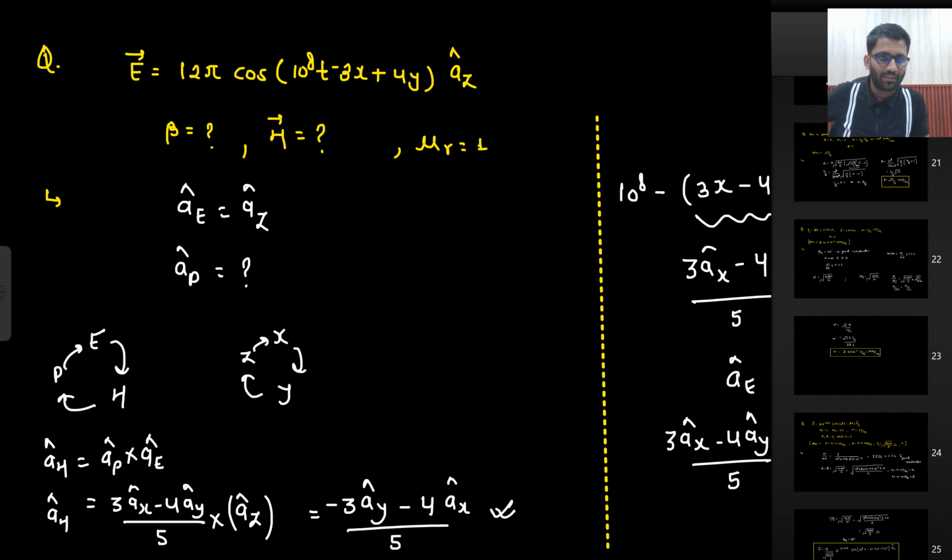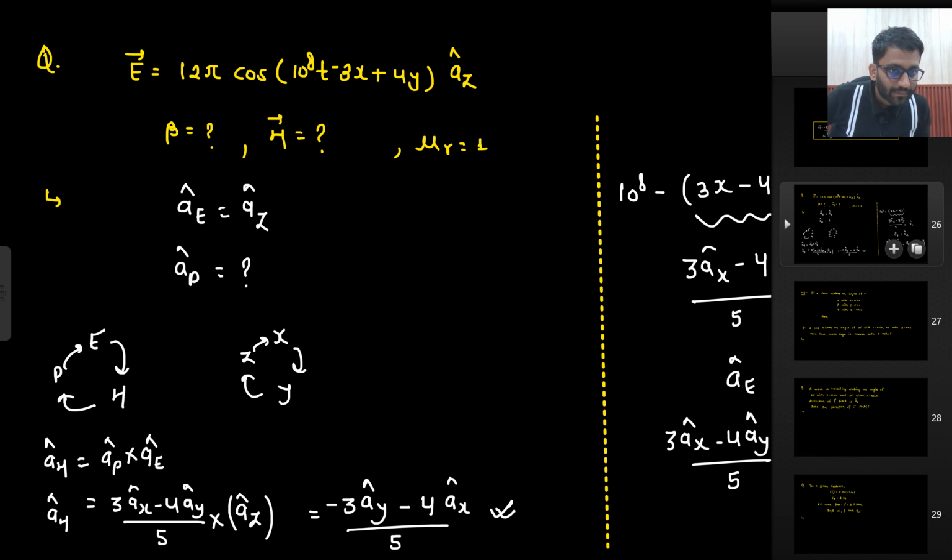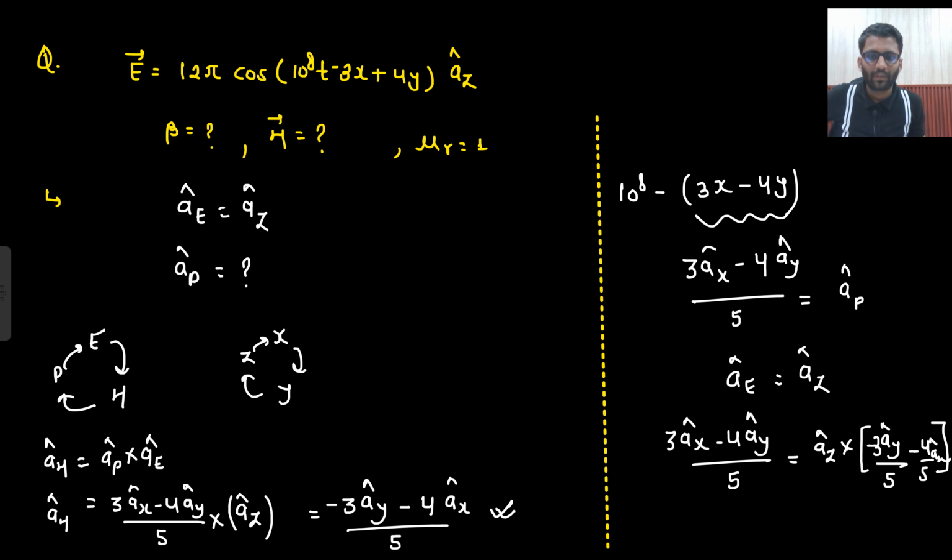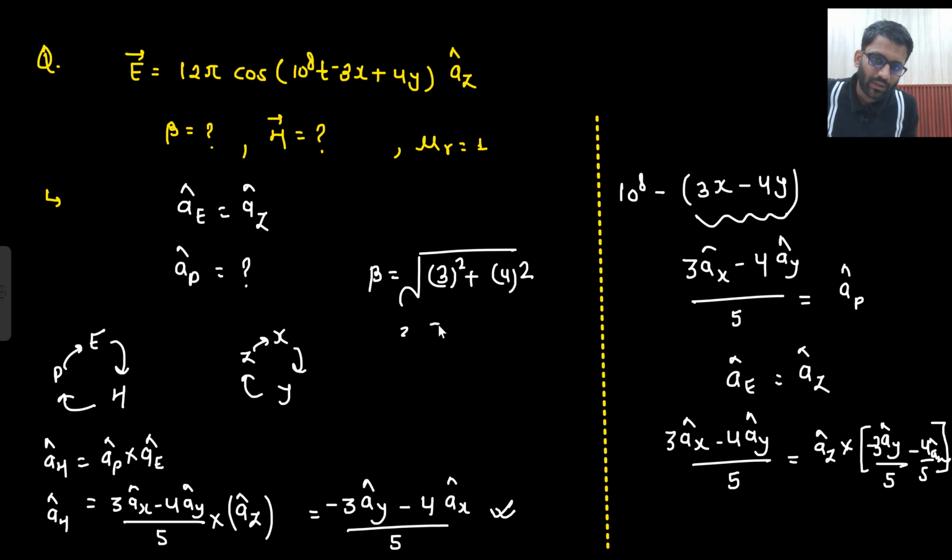I need to add a page. Now what do I need to find? Beta value I need to find. Okay, yeah. What will be your beta? What do you think? Under root 3 square plus 4 square. So that will be 5 radian per meter.